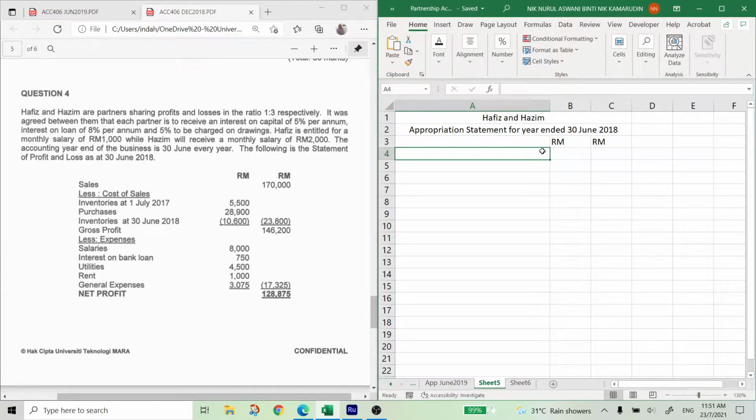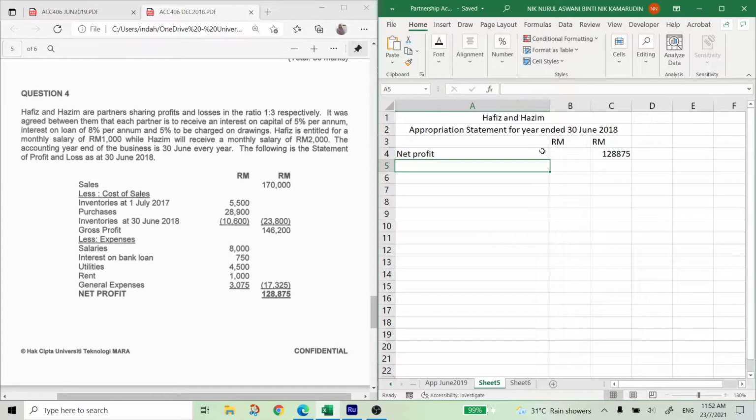For the appropriation statement, we start with the net profit from the statement of profit or loss. In this case, the net profit for the year ended 30th June 2018 is 128,875. Before we allocate this net profit to the partners, we need to consider what the partners are entitled to receive from the business, and what charges the partners need to give to the business. It depends on the partnership agreement.